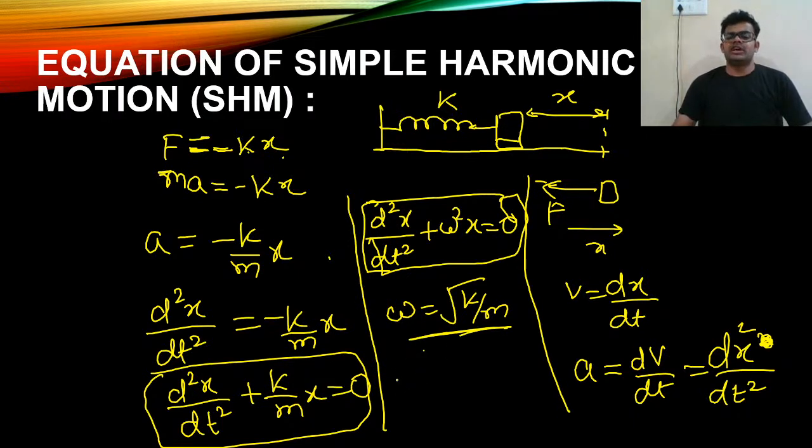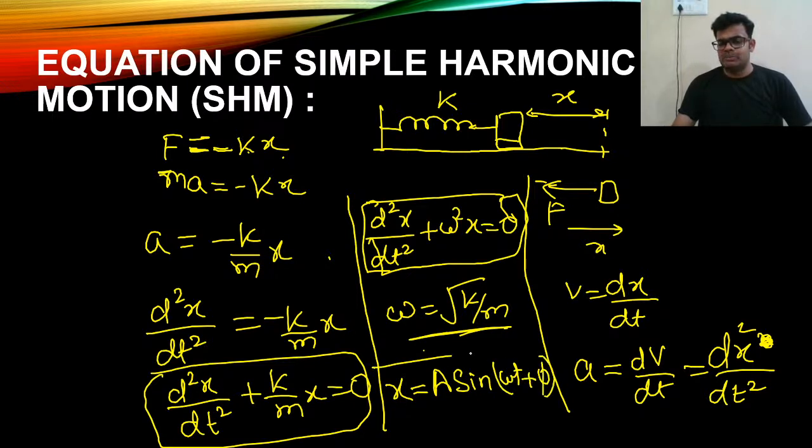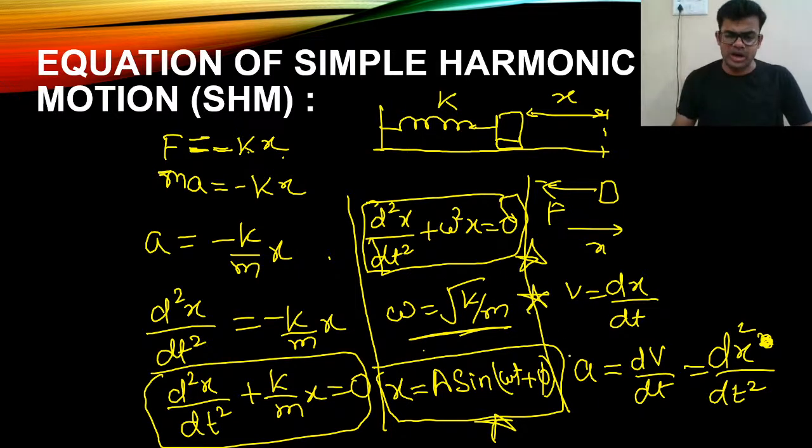If we solve this differential equation, we get an equation x equals A sin(omega t plus phi). So this is called the sinusoidal equation of SHM. These three terms are very, very important. You need to remember them at any cost, my dear friends.